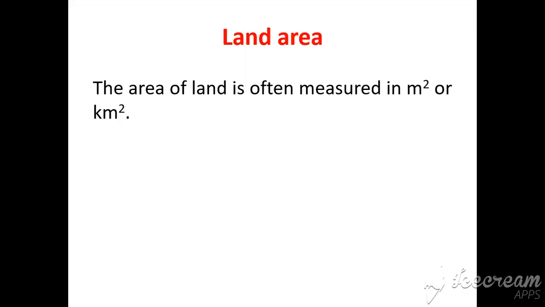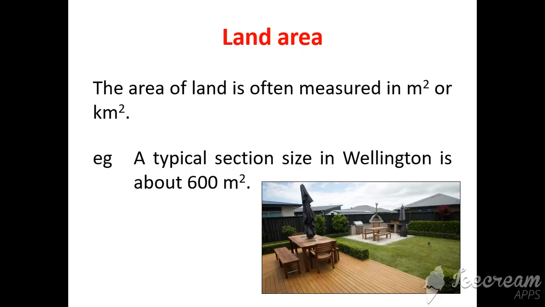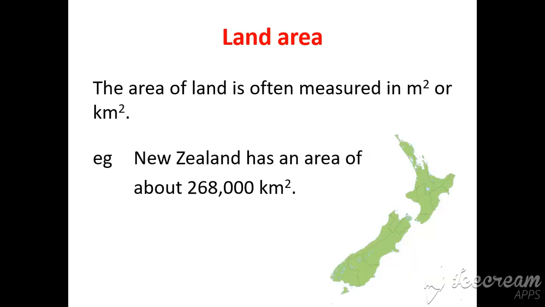Now, the area of land is often measured in meters squared or kilometers squared. If you bought yourself your first home when you're perhaps a little older, you might buy a typical section size in Wellington, which could be about 600 meters squared. New Zealand has an area of about 268,000 square kilometres.